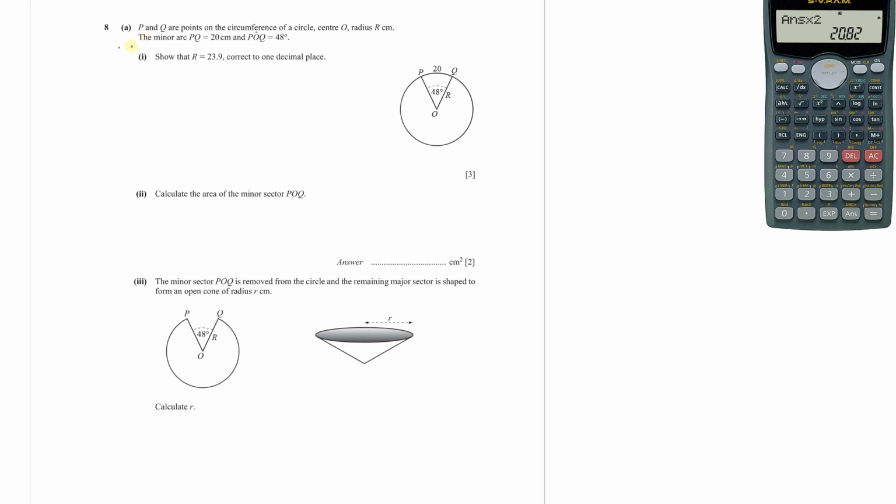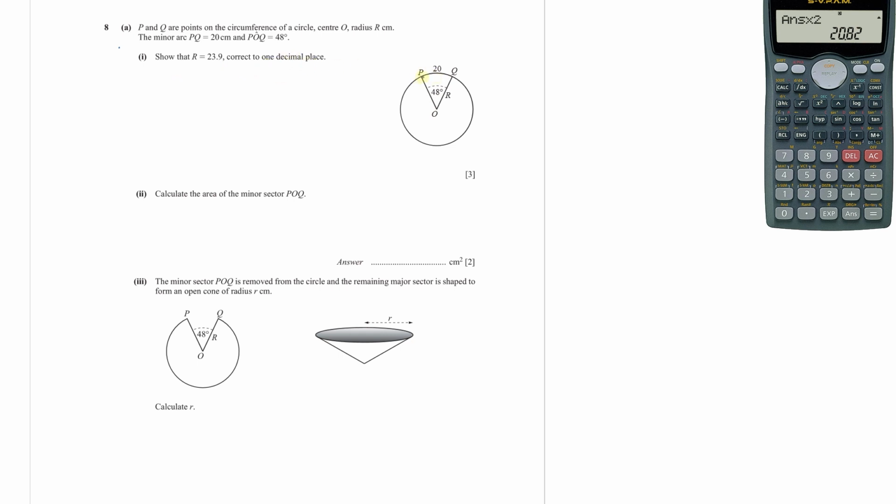Question number 8, part A. P and Q are points on the circumference of a circle, center O and radius r centimeter. The minor arc PQ is 20, and angle POQ is 48 degrees. Show that r equals 23.9, correct to one decimal place.